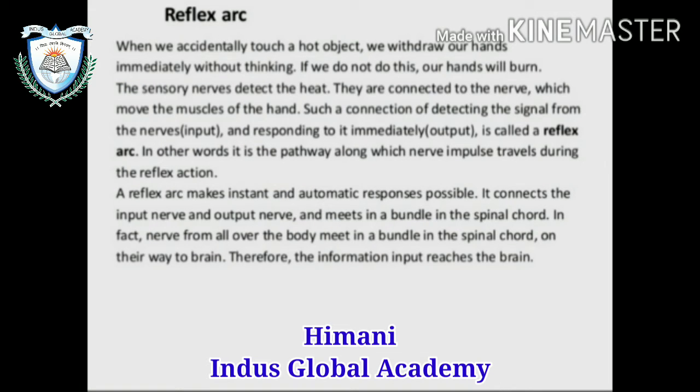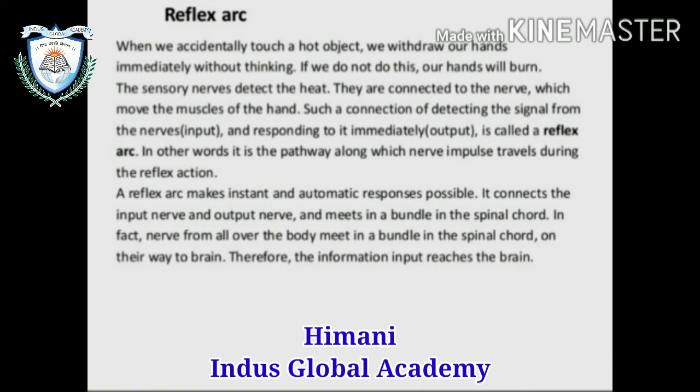When we accidentally touch a hot object, we withdraw our hand immediately without thinking. If we do not do this, our hand will burn. The sensory nerves detect that heat. They are connected to the nerve which moves the muscles of the hand. Such a connection of detecting the signal from the nerve and responding to it immediately is called a reflex arc. In other words, it is a pathway along which nerve impulses travel during the reflex action.